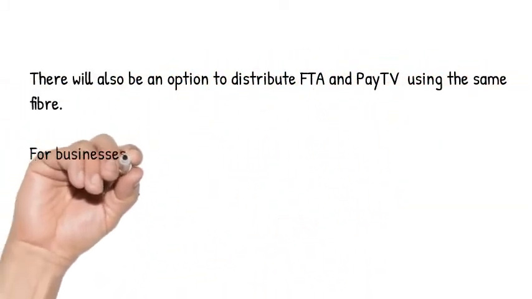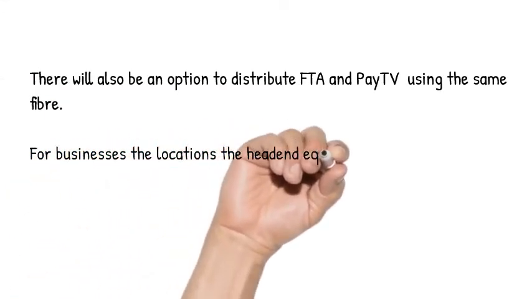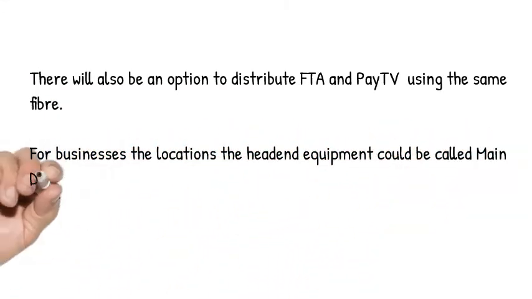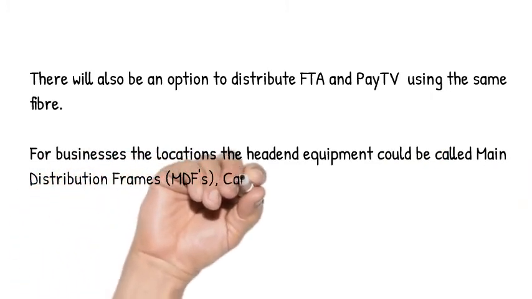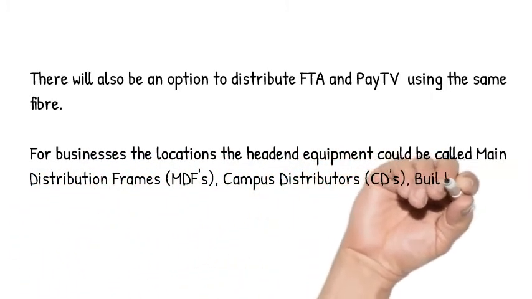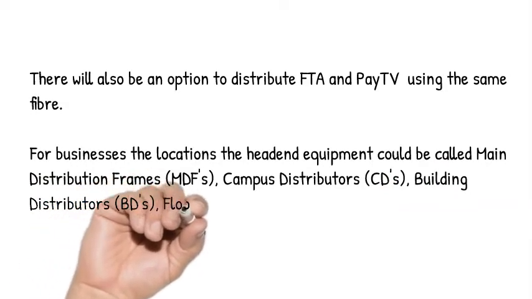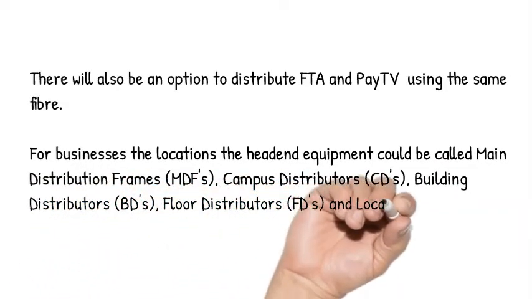For businesses, the locations of the head end equipment could be called main distribution frames, MDF, campus distributors, CD, building distributors, BD, floor distributors, FD, and local distributors, LD.